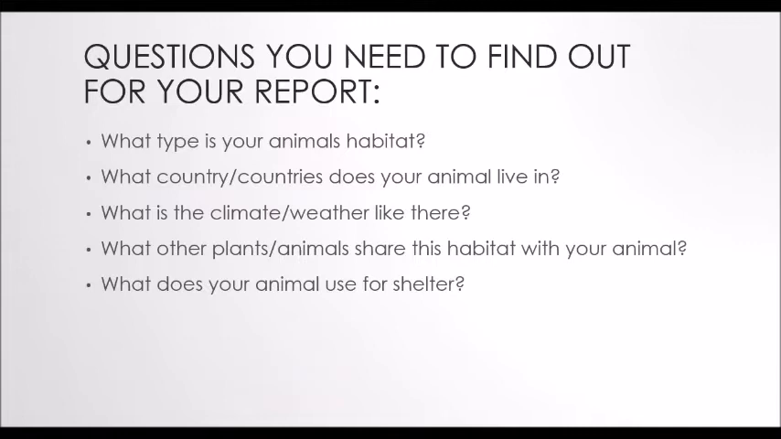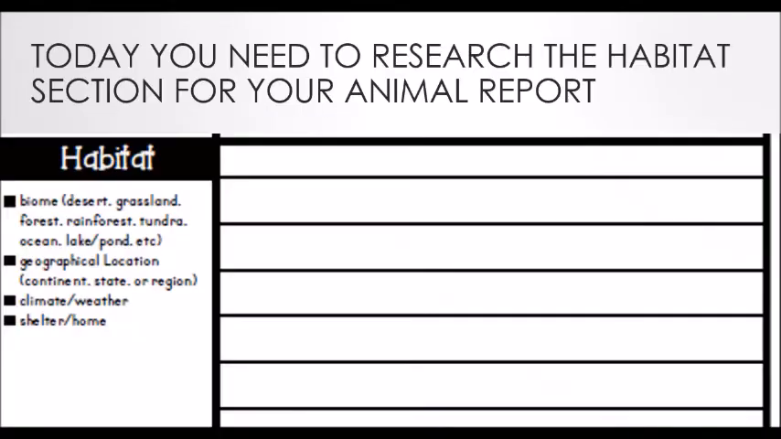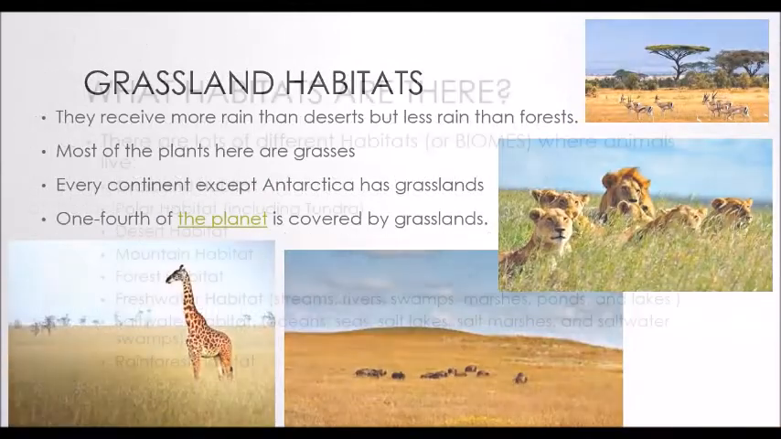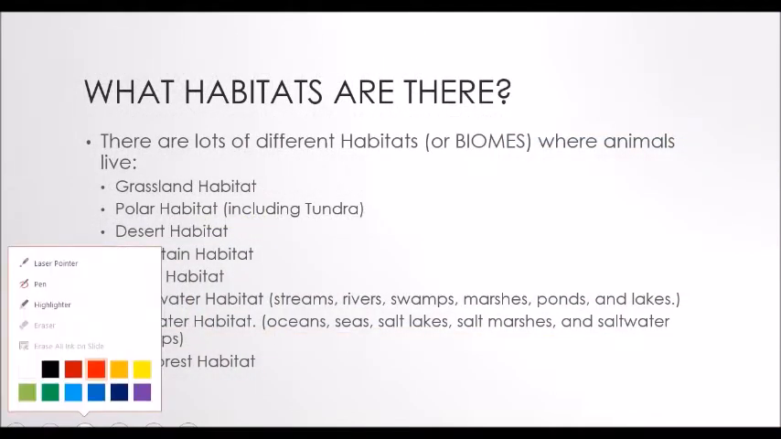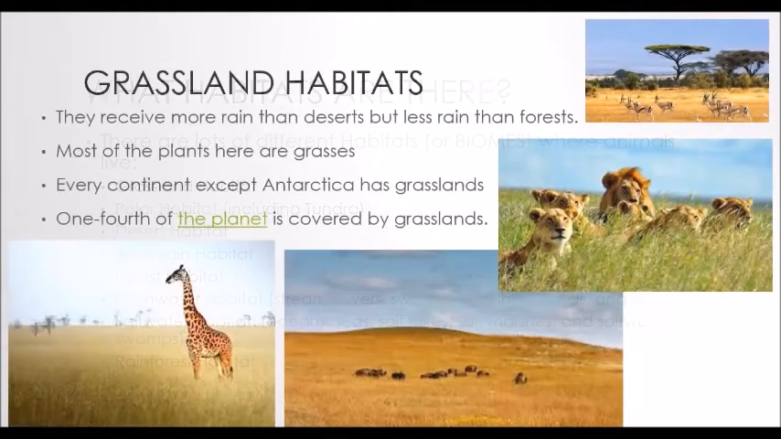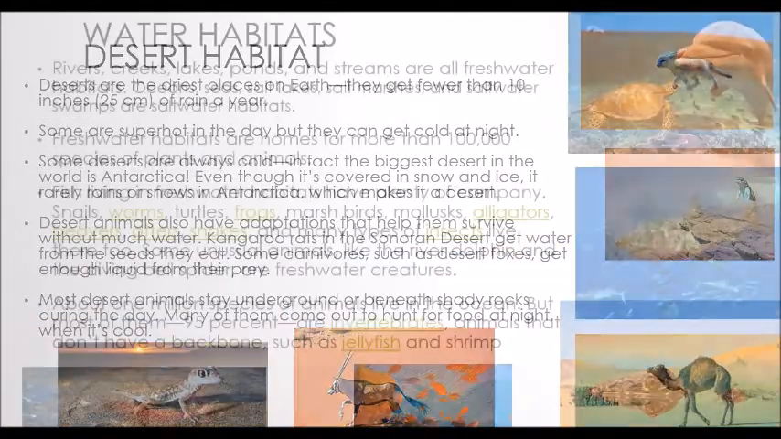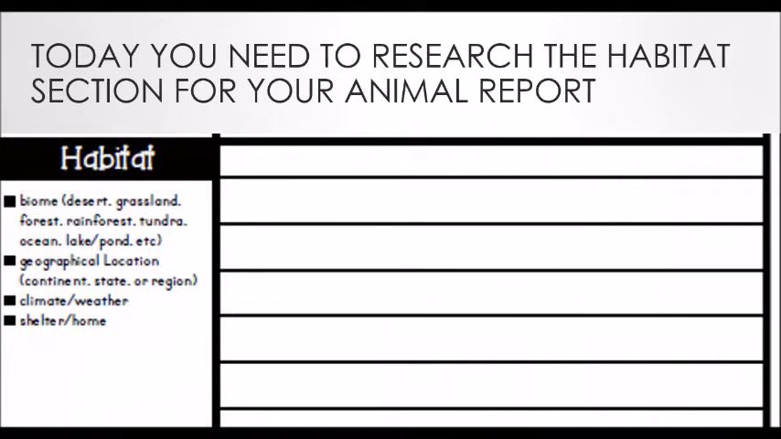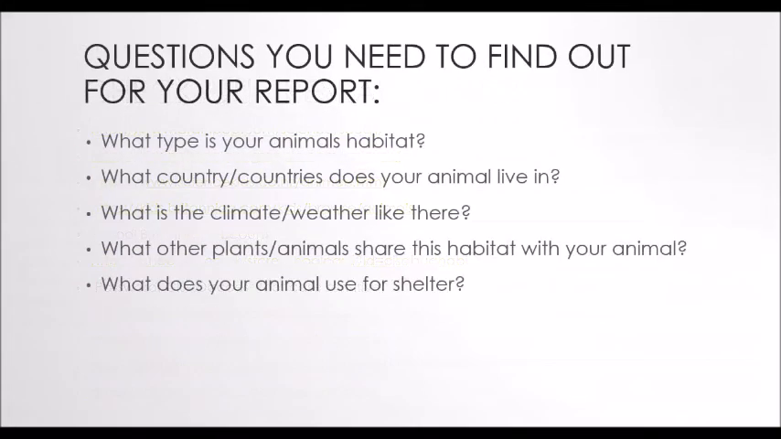Your questions that you should be asking, okay, is what type is your animal's habitat? So if we go back to the different habitats that we have, you need to choose one of these ones here, okay? So you have grassland, polar, desert, mountain, forest, freshwater, saltwater, and rainforest. So you need to choose one of those to write about, okay? Remember you need to have at least 4 sentences, okay? I've given you 5 questions here, and we'll go through and see if we can find them for Jerry, okay?